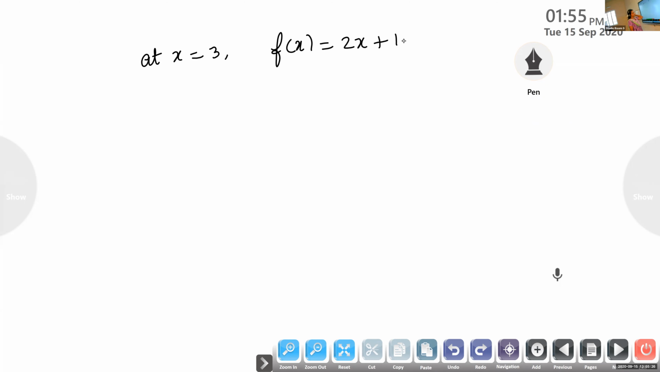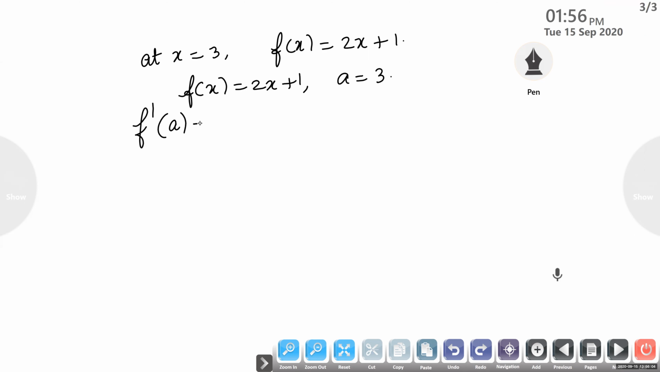Listen, children, this is an easy one. If you understand how to apply the limit and all, you can easily do this one. What is asked? We are asked to find the derivative at x is equal to 3 for the function f of x is equal to 2x plus 1. So I'm taking the point A as 3, the particular point that is given. If you want, you can take it as C.